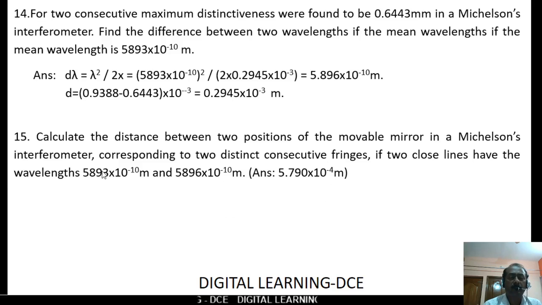You can find out the mean wavelength lambda by adding these two wavelengths and dividing by 2. Just add these two values and divide by 2, you get the mean wavelength lambda, and use the same formula mentioned above in problem number 14. You can rearrange this for finding x. You got the answer 5.790 into 10 raised to minus 4 meter.